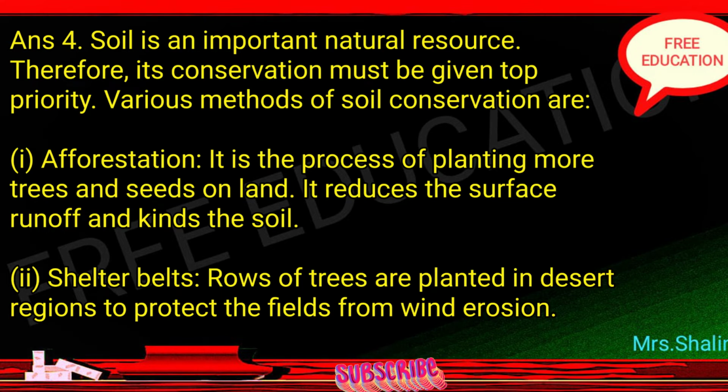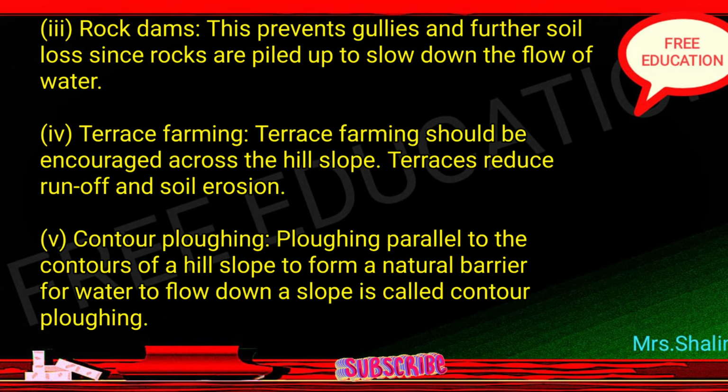2. Shelter belts. Rows of trees are planted in desert regions to protect the fields from wind erosion. 3. Rock dams. This prevents gullies and further soil loss since rocks are piled up to slow down the flow of water. 4. Terrace farming. Terrace farming should be encouraged across the hill slope. Terraces reduce runoff and soil erosion. 5. Contour plowing. Plowing parallel to the contours of a hill slope to form a natural barrier for water to flow down a slope is called contour plowing.